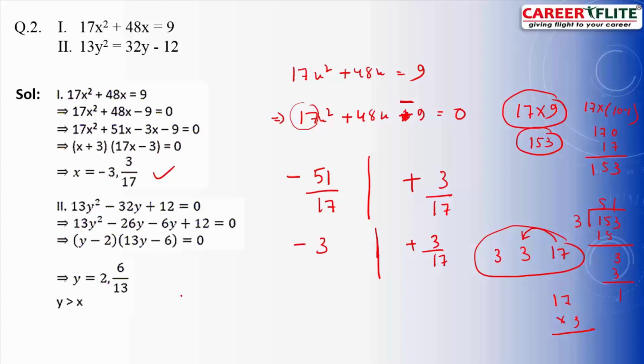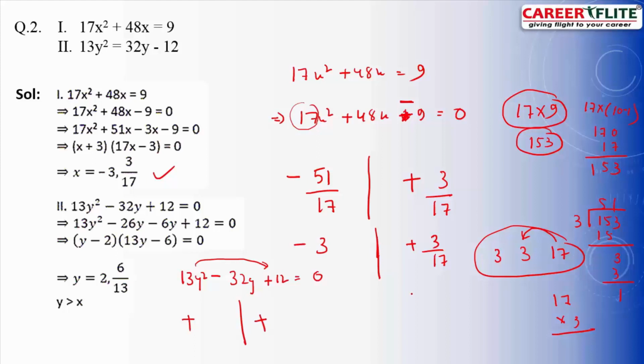For the second equation, that is 13y square minus 32y plus 12 equal to 0, bring it to the left hand side. What will we do? Before multiplying, first see the sign convention. This minus will always change to plus. This plus will look back here and see minus. Minus is always good, so why should I change myself? So I will be plus.